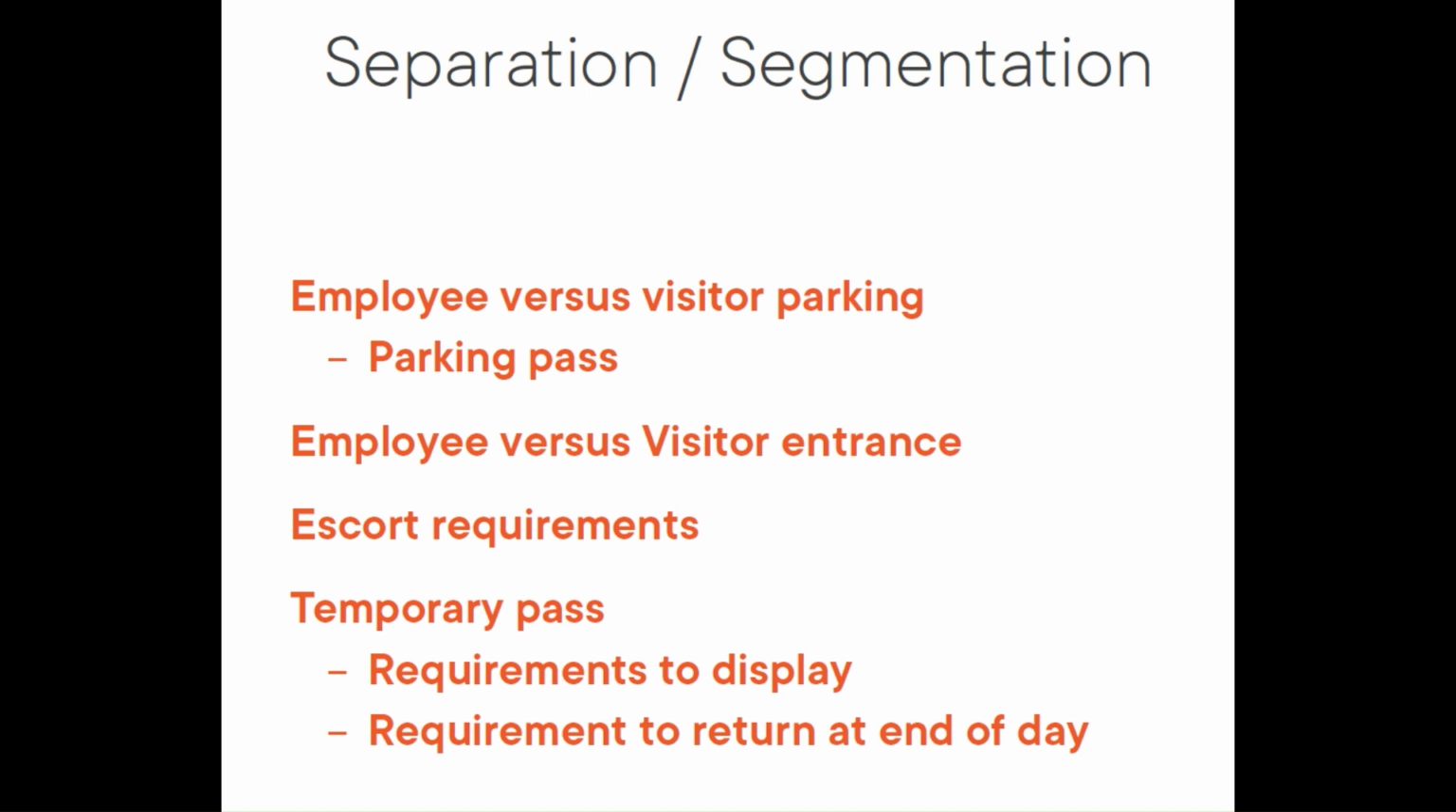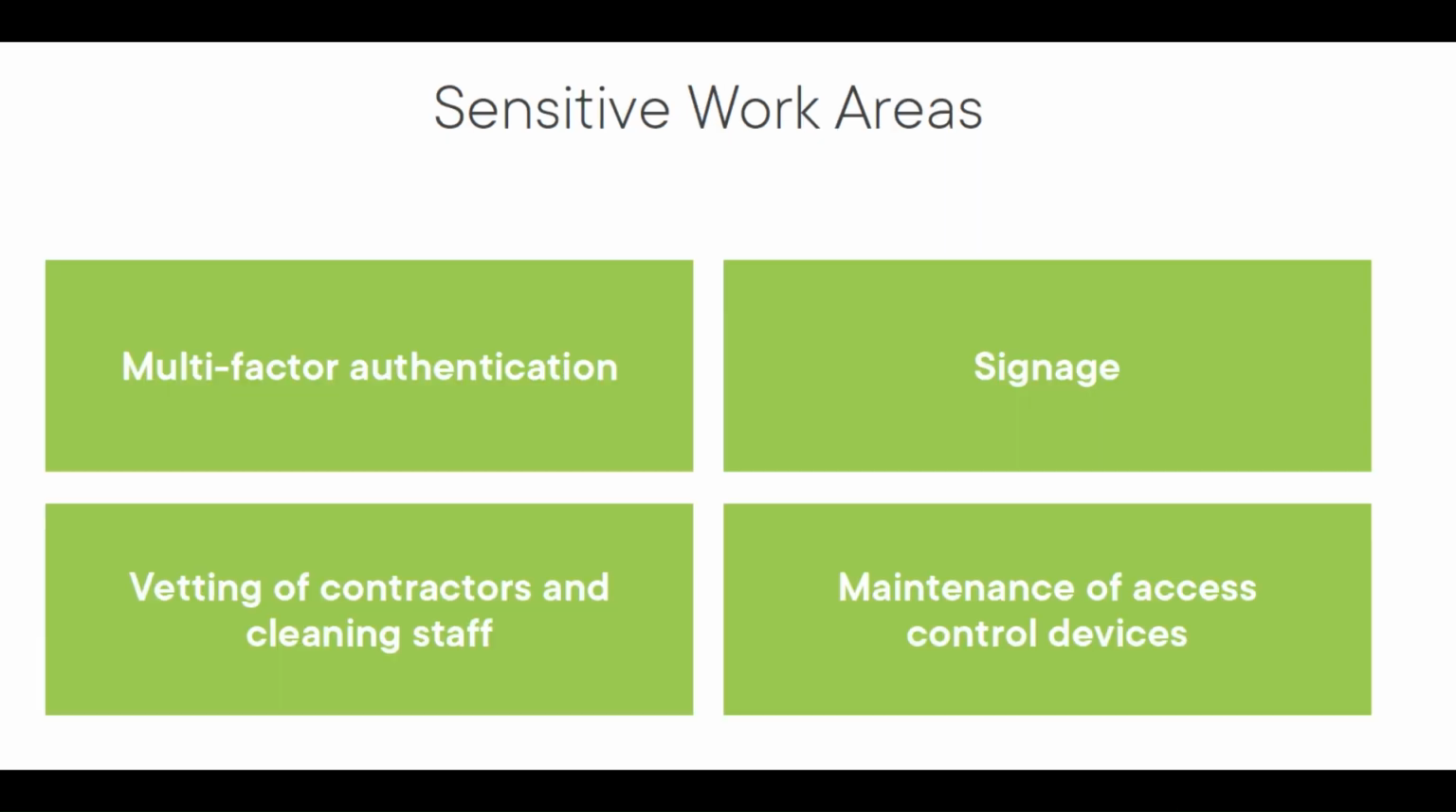Sensitive work areas should be protected using things like multi-factor authentication, signage that indicates "do not enter unless authorized," for example, and the correct vetting and review of contractors or cleaning staff. Make sure we don't have people going into a sensitive work area to do cleaning that maybe are not trustworthy and could be viewing things that they shouldn't be able to see. We should also ensure that our access control devices are correctly maintained. They're tested regularly to make sure that they're working, and that means, of course, that they're properly cleaned, maintained, and we attempt to get in with invalid cards to see if that will let us in, for example.